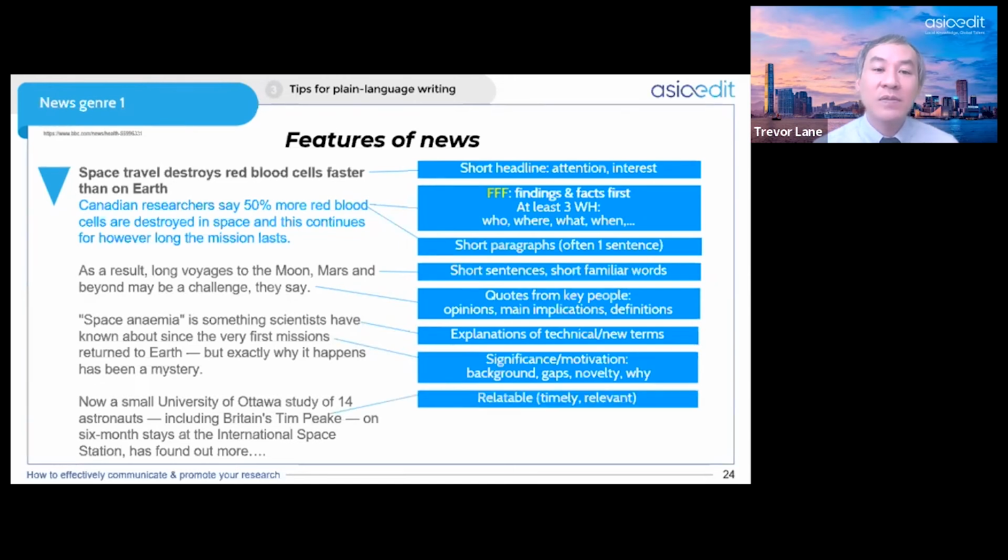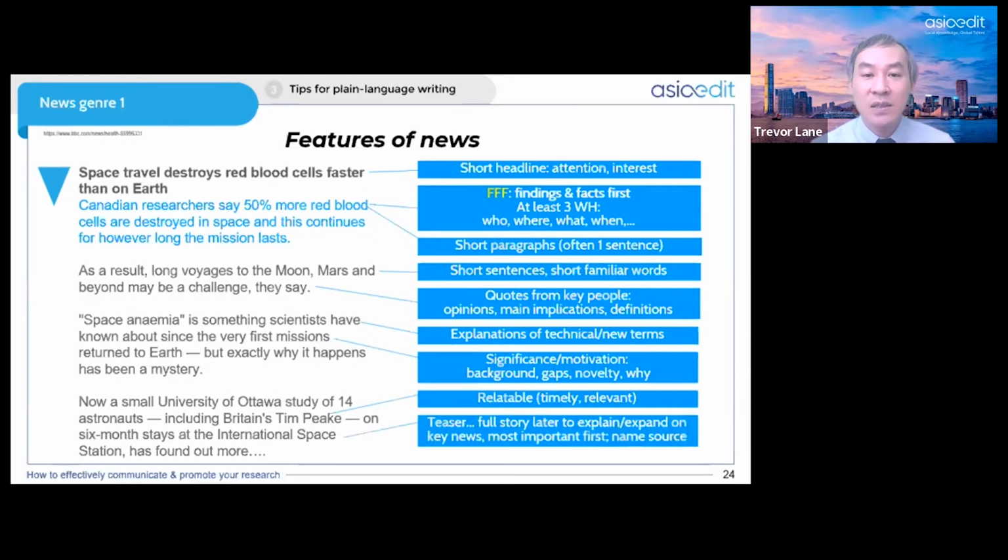So is it timely? Is it relevant? So here it says, including Britain's Tim Peake. So he must be a famous astronaut in Britain. So they mention something that people know about to get them interested. And then the teaser at the end is to make people read more, read the rest of the story. So here it says, this group, they found out more about this. So that means you want to read more.